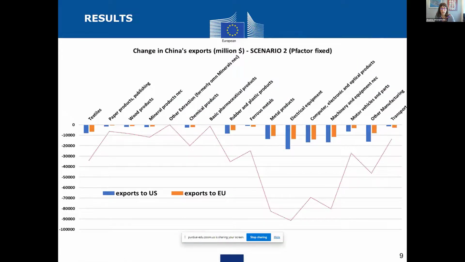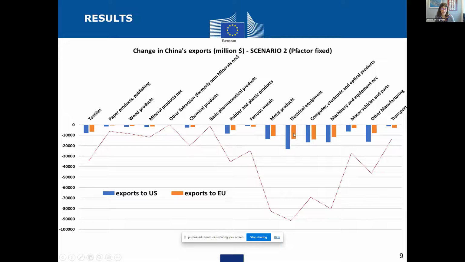And this is the change in exports. We saw the totals, and here we see that the greater decrease, the dotted line, is a change in absolute values of total trade, total export of China, and we see that exports decrease much more in those sectors that are more heavily subsidized, and we see how this changes in bilateral trade with the US and the EU.